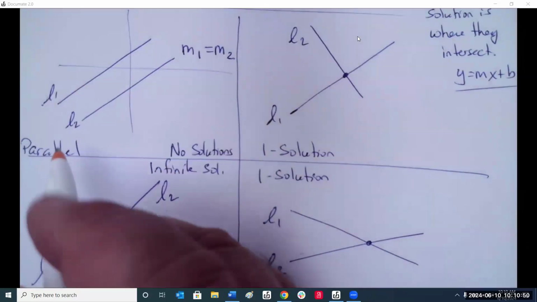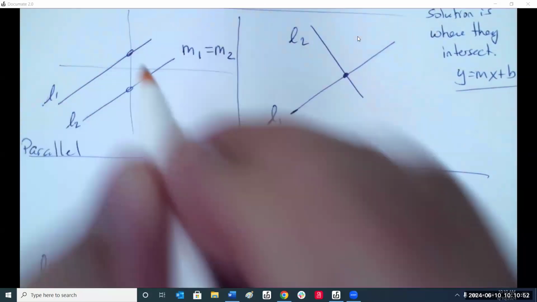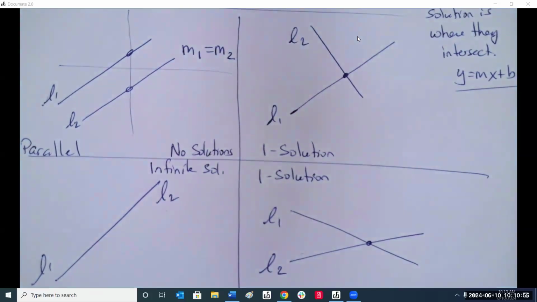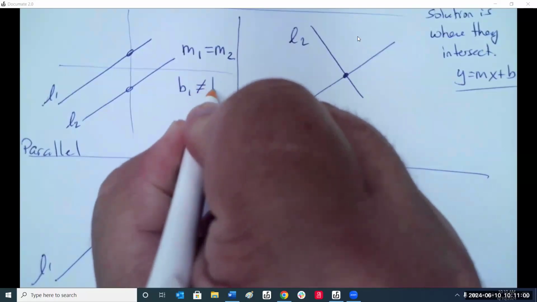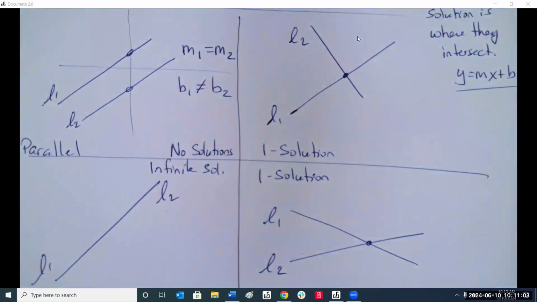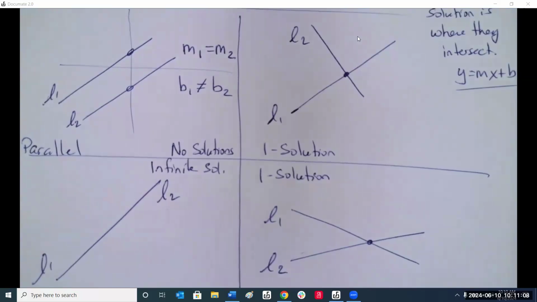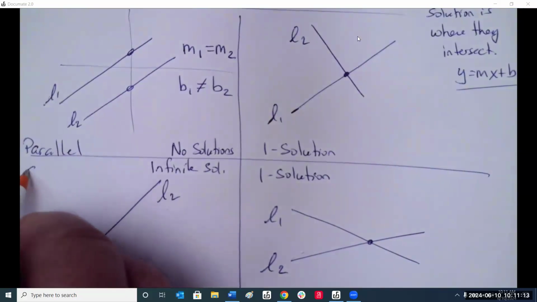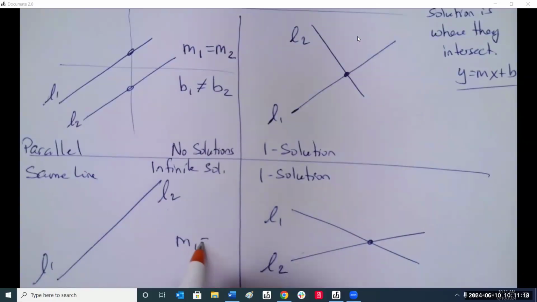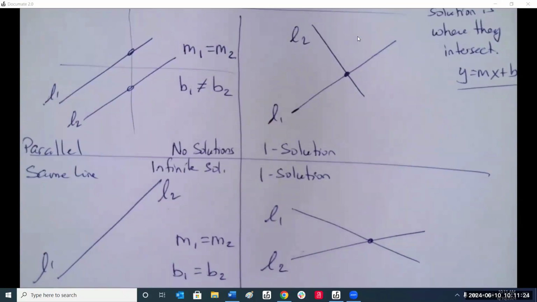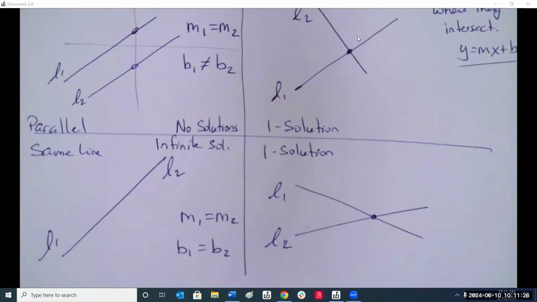Well, if the slopes are the same, are their y-intercepts the same? No. Their y-intercepts have to be different. Because if they had the same slope and the same y-intercept, what would they be? That would be the same line. If the slopes are equal and the y-intercepts are equal, then they're the same line. They have an infinite number of points the same.